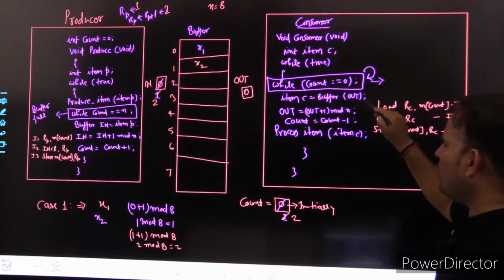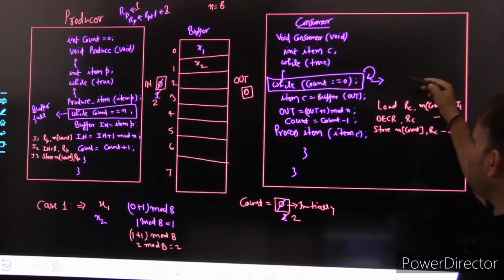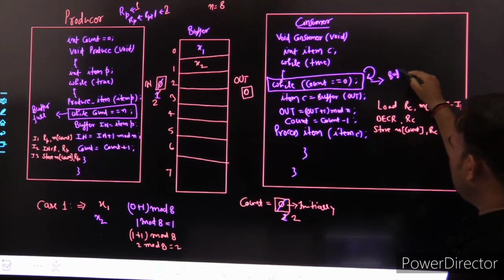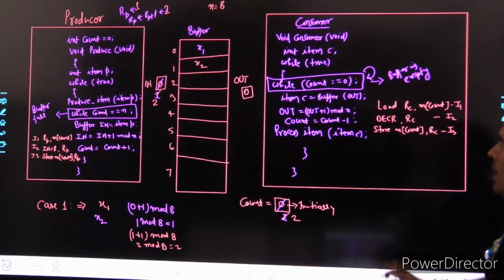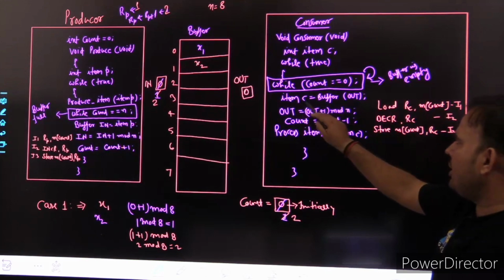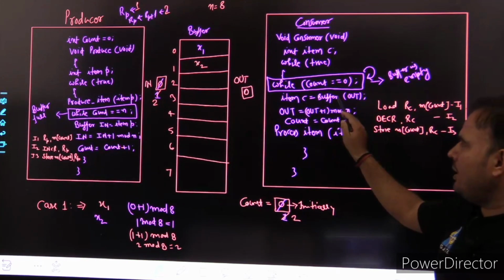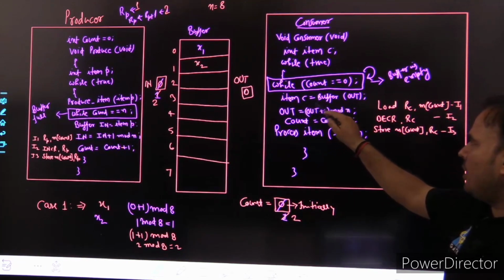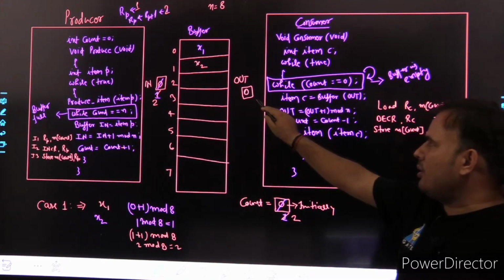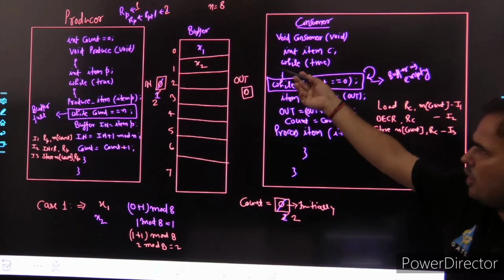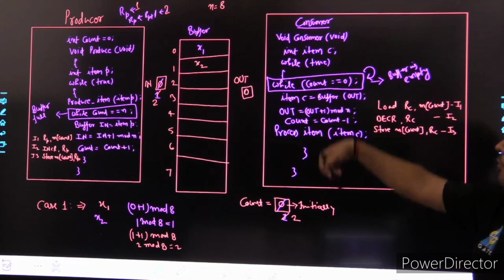So this condition is used to check if the buffer is empty. If the buffer is not empty, item C = buffer[out]. Item C means which item it can consume from the buffer. Here we have slot 0, which means we can consume the slot 0 item from the buffer.